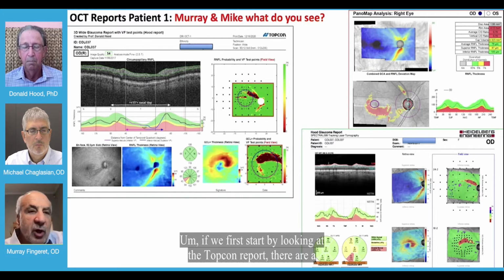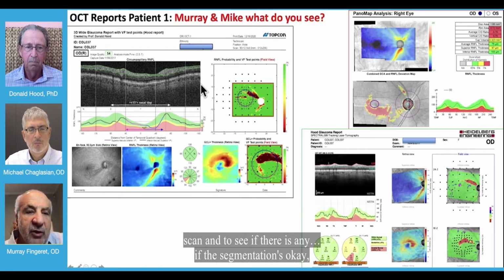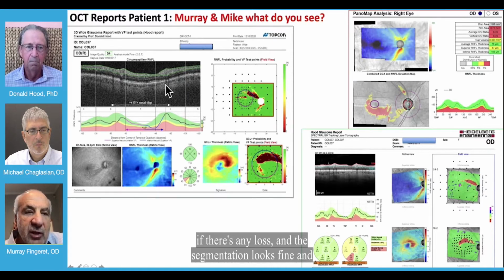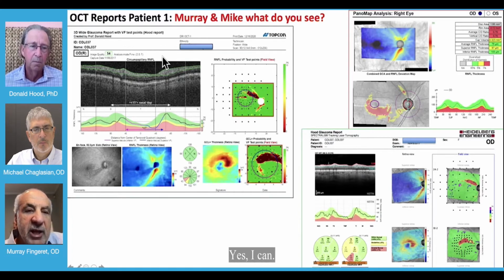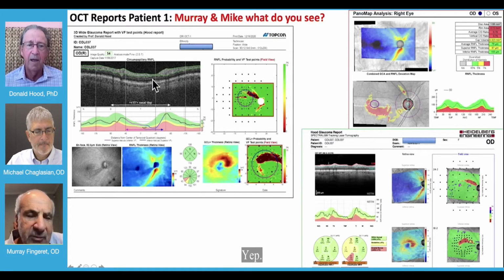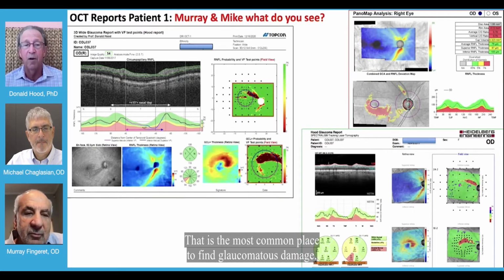If we first start by looking at the Topcon report, your first piece is to look at the nerve fiber layer scan and to see if the segmentation's okay, if there's any loss. The segmentation looks fine, and it would appear that there is some loss inferiorly right on the scan. Can you see my cursor, by the way? Yes, I can. Okay, so right there. By the way, my eye always goes there first. That is the most common place to find glaucomatous damage.